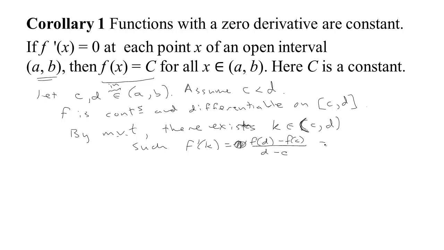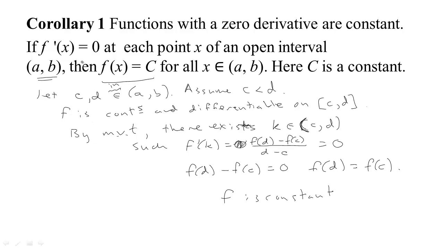But we also were told that f prime at K was equal to 0. So this fraction has to be equal to 0. The only way a fraction can be 0 is if its numerator is 0. So f of D minus f of C must equal 0, so f at D has to equal f of C. What we've shown is that if you pick any 2 points between A and B, the value of the function at those 2 points is the same. That means the function can never change values, and therefore f is constant.